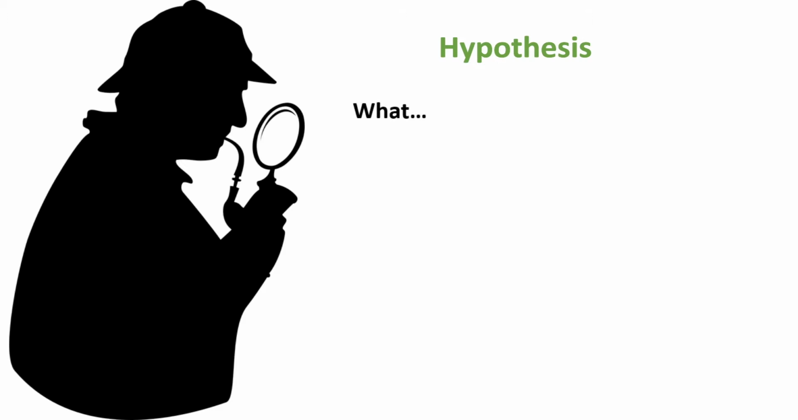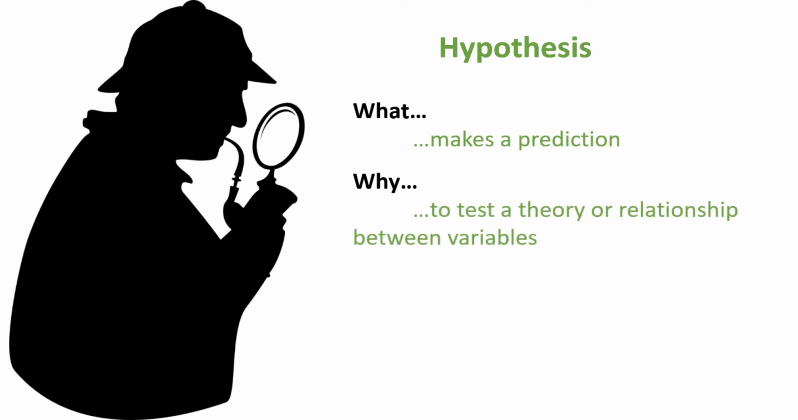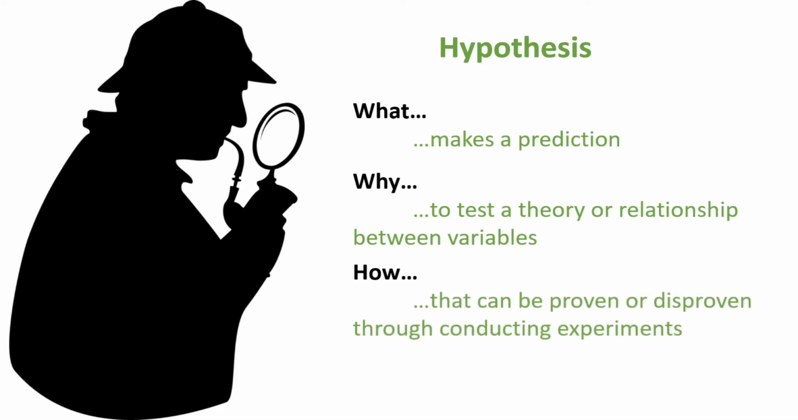And if we apply some of these big questions, well, a hypothesis, what does it do? It makes a prediction. Why does it make a prediction? To test a theory or relationships between variables. And how is it that we can do that? Well, we do it so that the hypothesis can be proven or disproven through experiments.